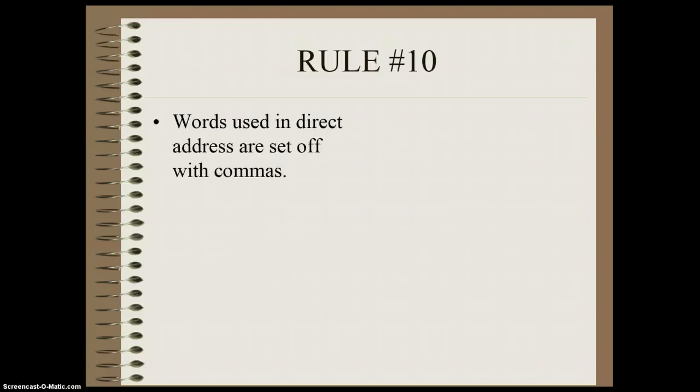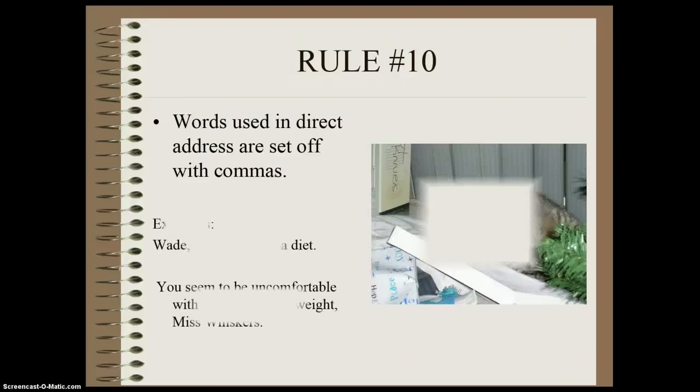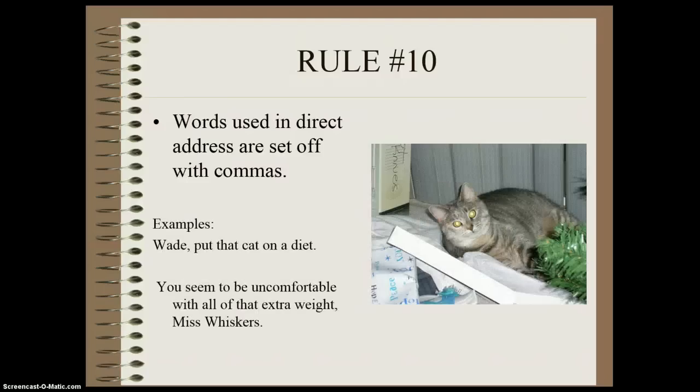Okay, rule 10 is that words used in direct address are set off with commas. So if you're directly addressing somebody, put a comma after that person's name, or set it off with a comma from the sentence. So, Wade, put that cat on a diet. I'm addressing Wade, so I want to set off Wade with a comma. In the second sentence, I am addressing the cat: you seem to be uncomfortable with all of that extra weight, Miss Whiskers. So you set off the sentence from the person you're addressing with the comma.